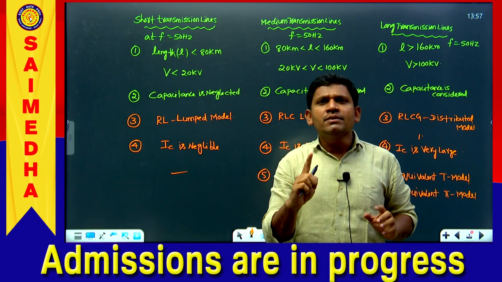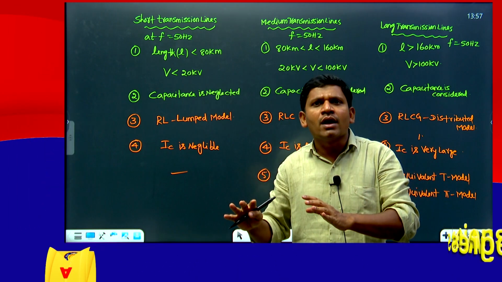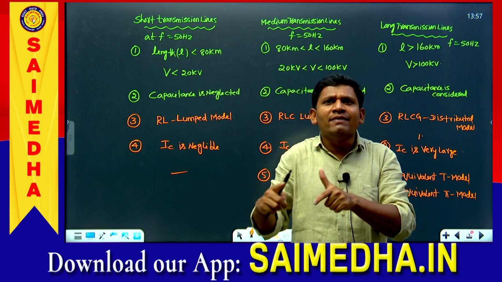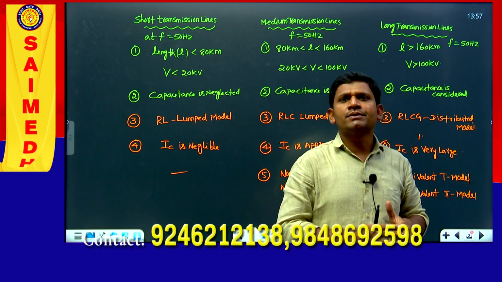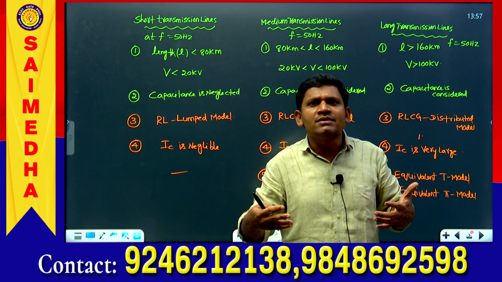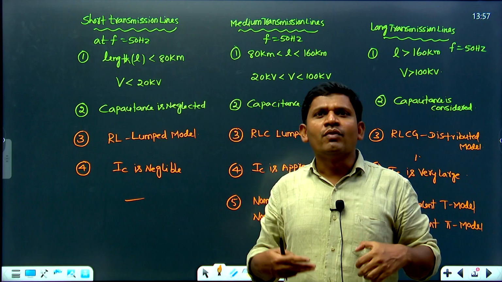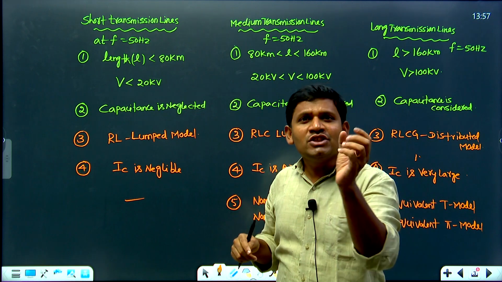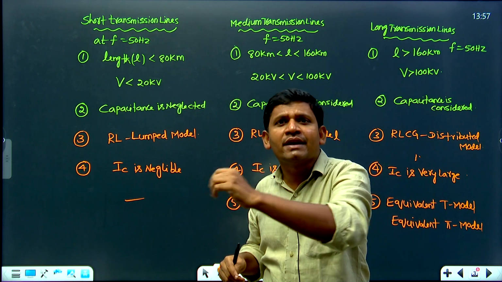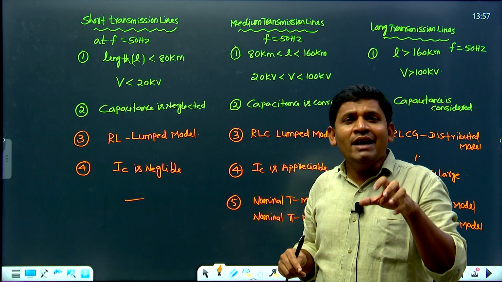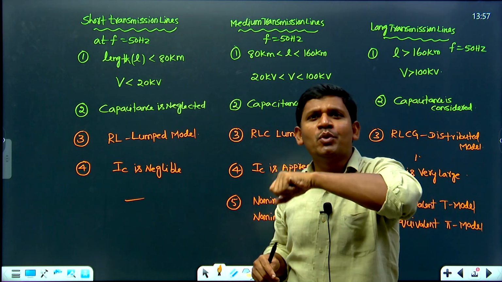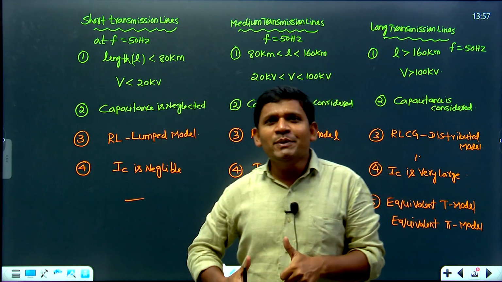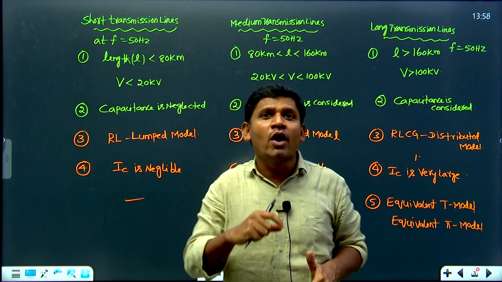One of the expected questions is: the transmission lines are classified based on the physical length of the line. For a short transmission line, the length is less than 80 kilometers. For a medium transmission line, the length is 80 to 160 kilometers. For a long transmission line, the length is greater than 160 kilometers. In a short transmission line, which parameter is neglected? Capacitance is neglected. For a short transmission line, which model do you have to use? The RL lumped model. For a medium transmission line, the RLC lumped model. For a long transmission line, the RLCG distributed model.